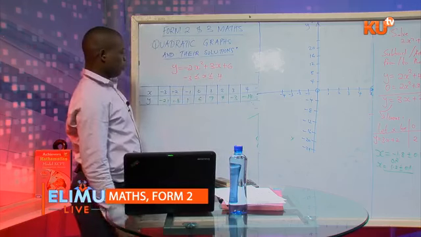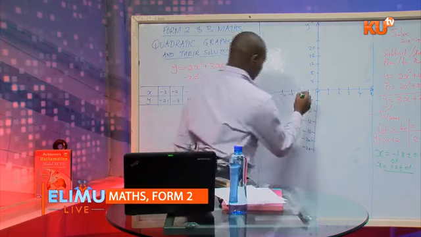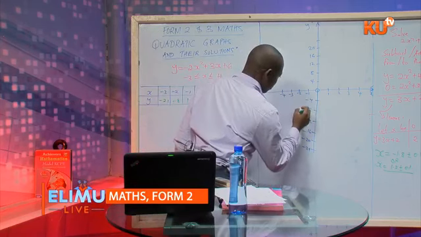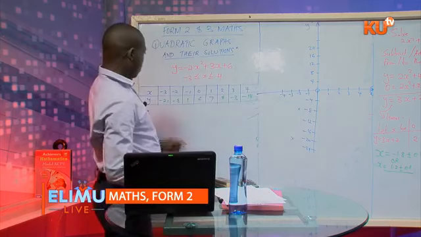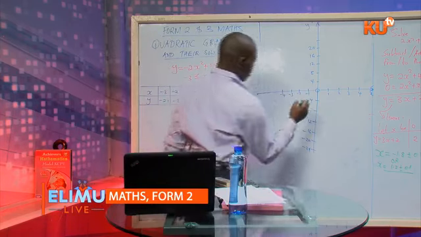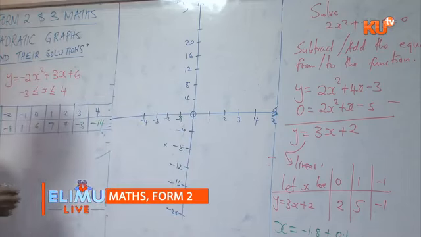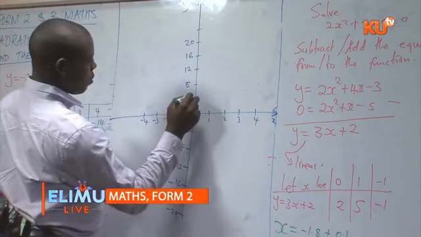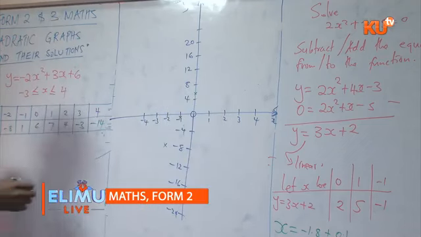When x is -2, y is -8. When x is -1, we have 1. And then when x is 0, we have it as 6. Then 1 as 7.